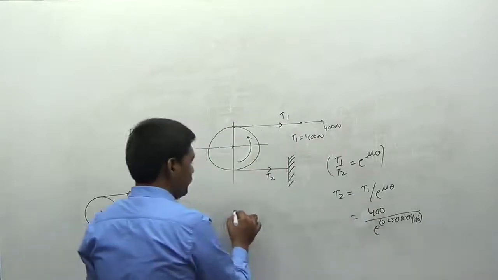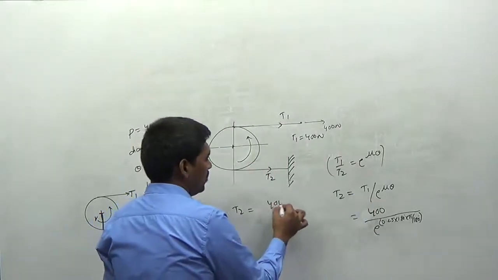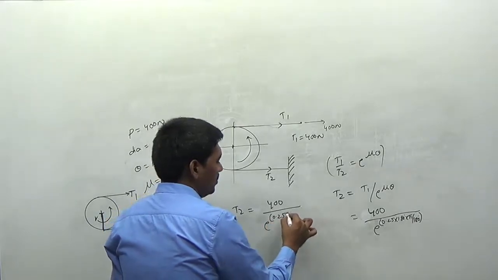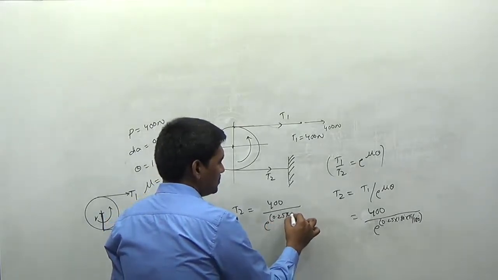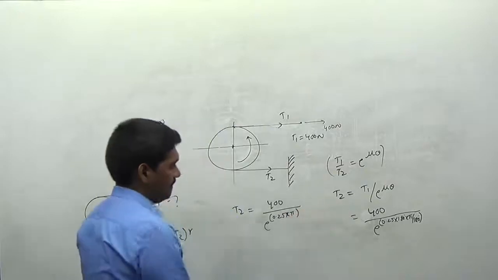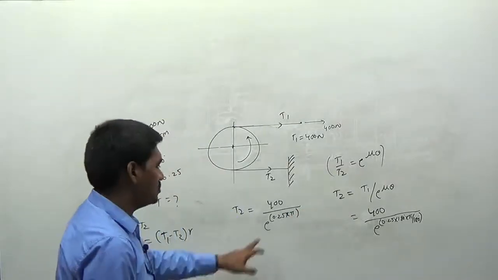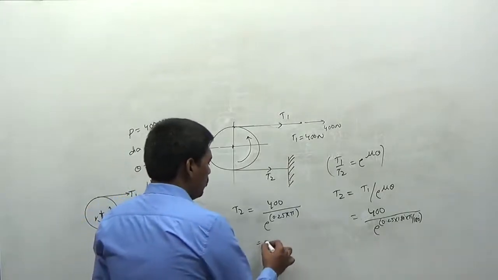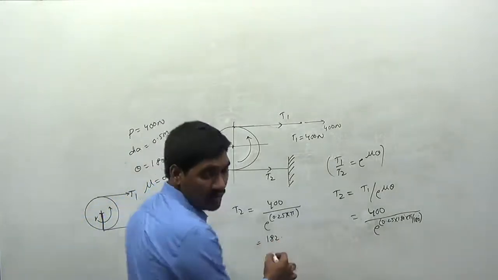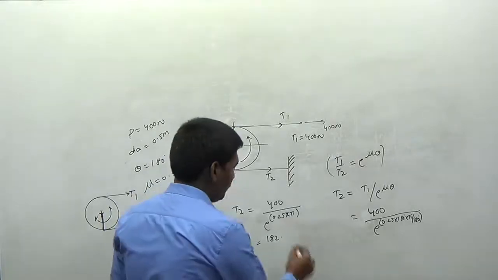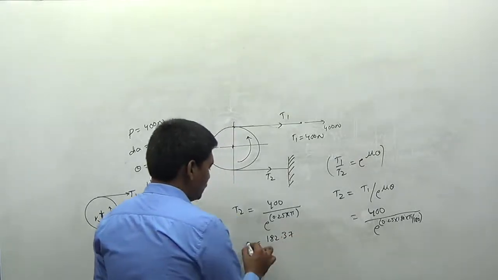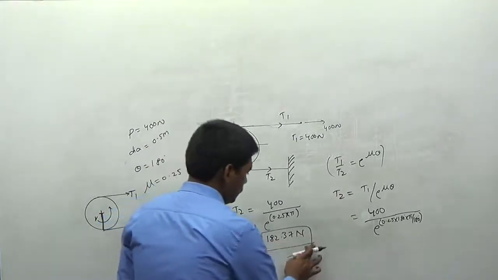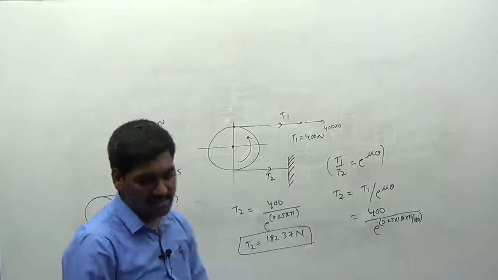So you'll be getting the value of T2 is equal to 400 divided by e power 0.25 multiplied by pi here. If you go to the calculator, you can get the calculations. After calculating all these things, the value is 182.375. This is the value of tension T2 in terms of newtons.